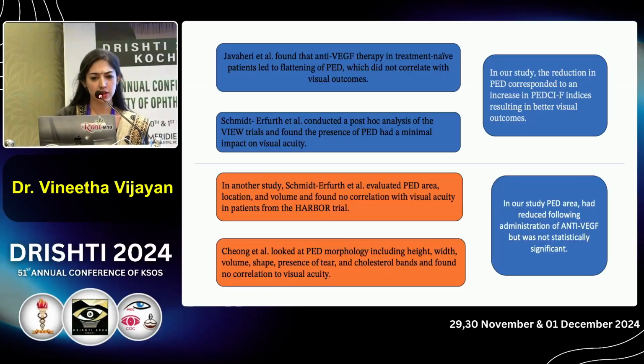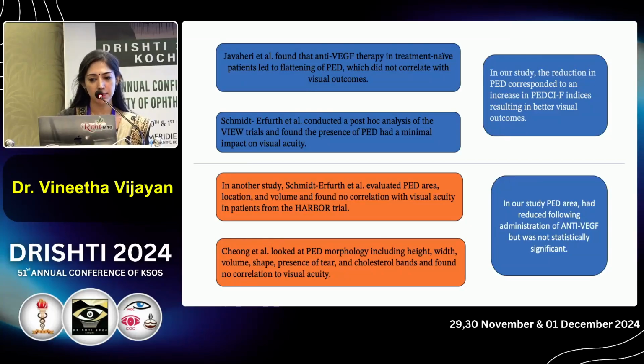Coming on to the other studies, Jawahari et al. found that anti-VEGF therapy in treatment-naive patients led to flattening of the PED but had no correlation with the visual outcomes. Smid et al. showed the presence of PED had a minimal impact on visual acuity. In our study, the reduction of PED corresponded to the increase in the PET-CF indices, resulting in better visual acuity. In another study, Smid and Forth et al. evaluated the PED area, location, and volume, and found no correlation with visual acuity. Ching et al. looked at the PED morphology, including the height, width, and volume. They had no correlation with the visual acuity.